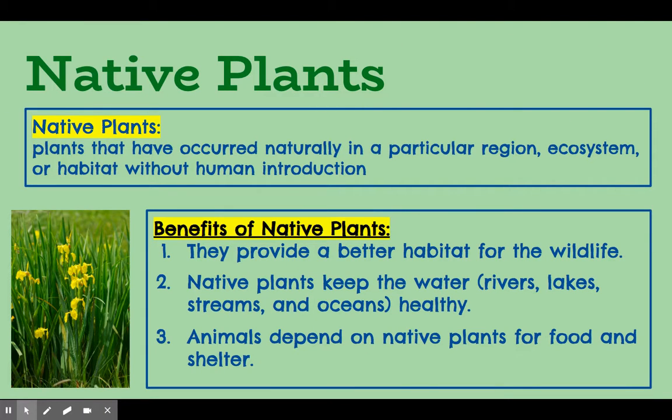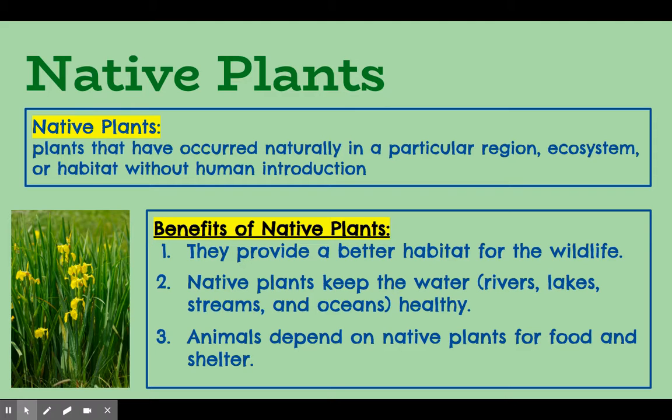Native plants. Native plants are plants that have occurred naturally in a particular region, ecosystem, or habitat without human introduction. That means those plants that are native, they've been here since the land has been here. We have some benefits to native plants.